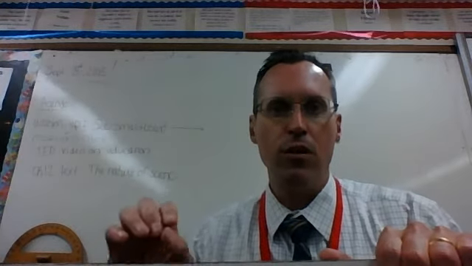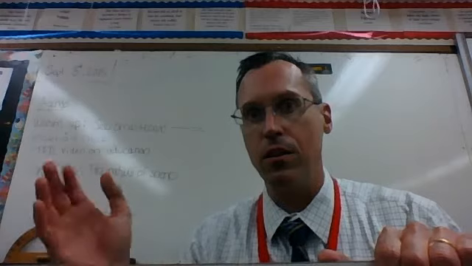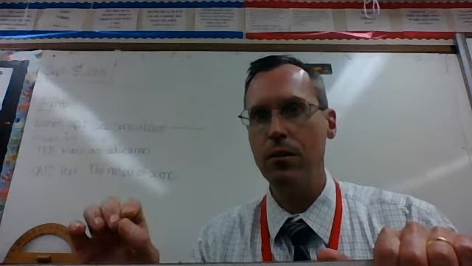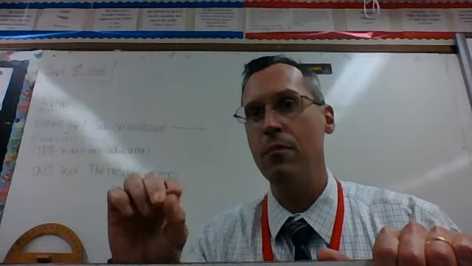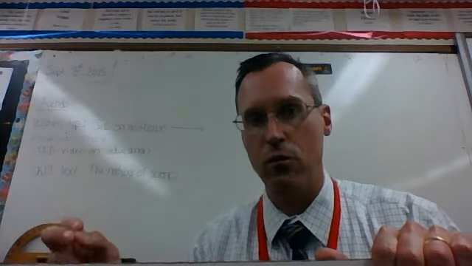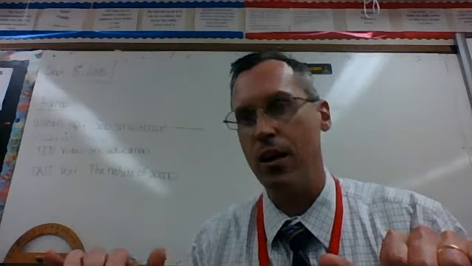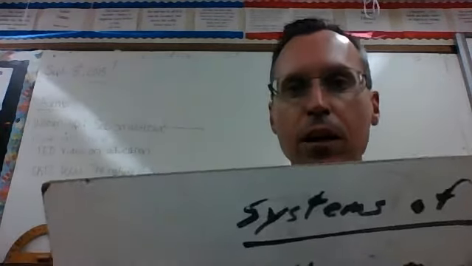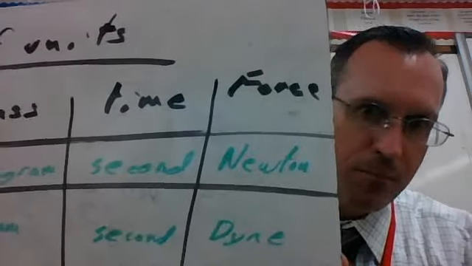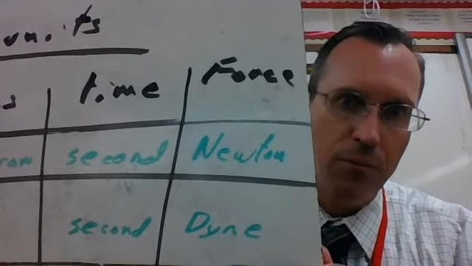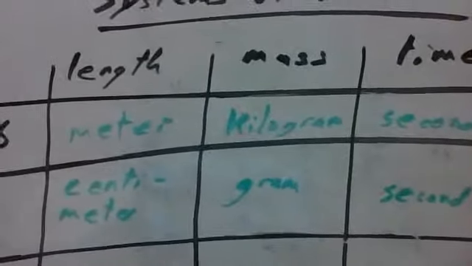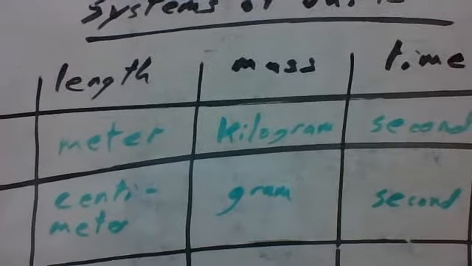The unit of force in the CGS system is not a Newton. It's a gram centimeter per second squared, and that has a name. We call that compound unit the dyne. So there you have it. In the CGS system, force is measured in something called a dyne. Time is in seconds, mass is in grams, and length is in centimeters.